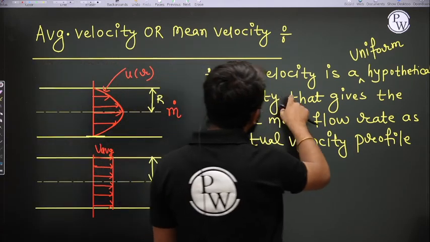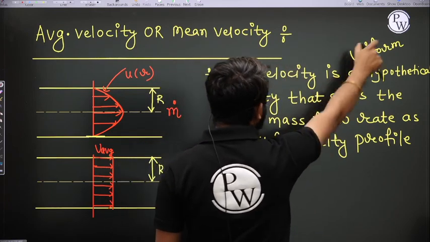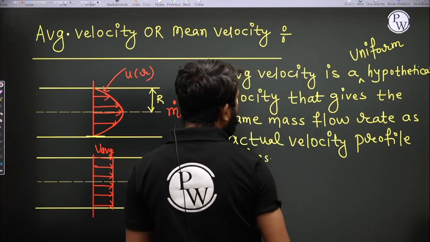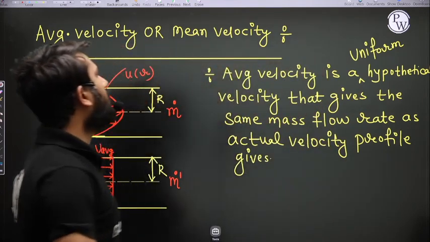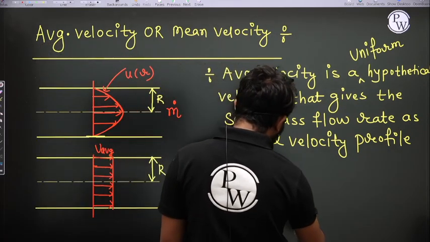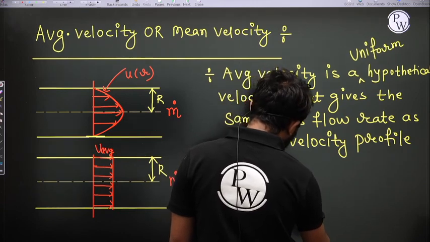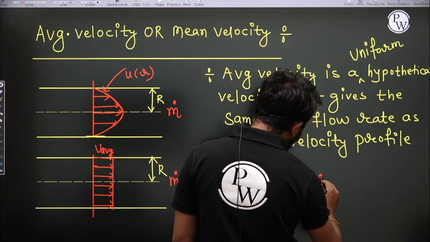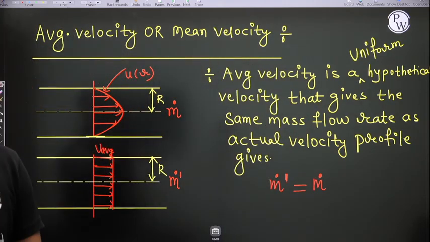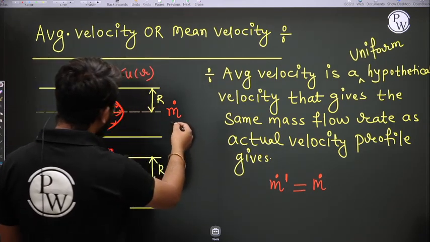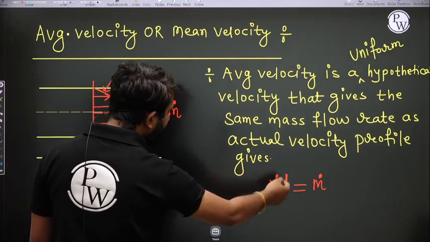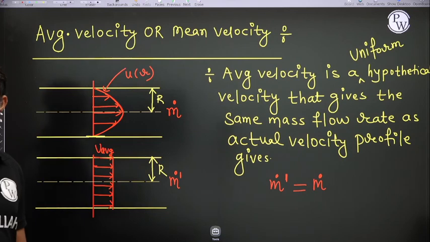So see here, what is the definition of the average velocity? The average velocity is a uniform hypothetical velocity that gives the same mass flow rate as the actual velocity profile gives. That means m dot dash is equal to m dot. So if you calculate this m dot and this m dot dash, both are the same, right?